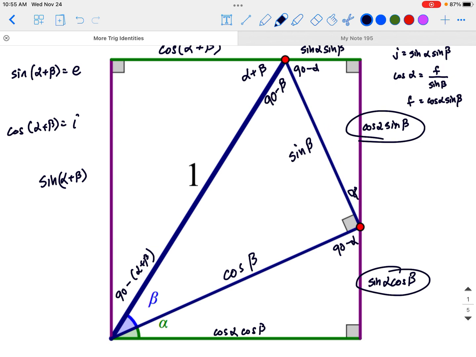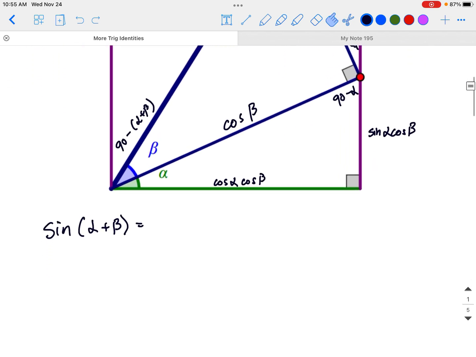But what we'll notice about those two expressions is they have a combination of sine and cosine. So we can write this in a variety of ways, but the way that I'm going to write it is, I'm going to take that bottom side length and then the above side length. So we have sine alpha cosine beta plus cosine alpha sine beta. And so this is our angle sum identity for sine.